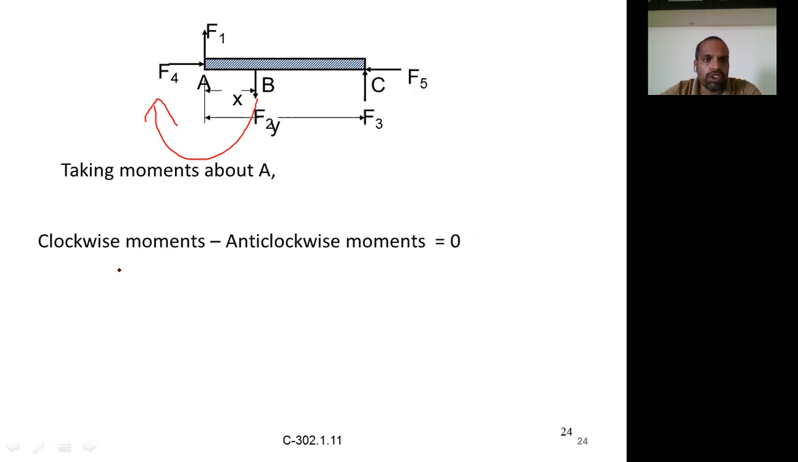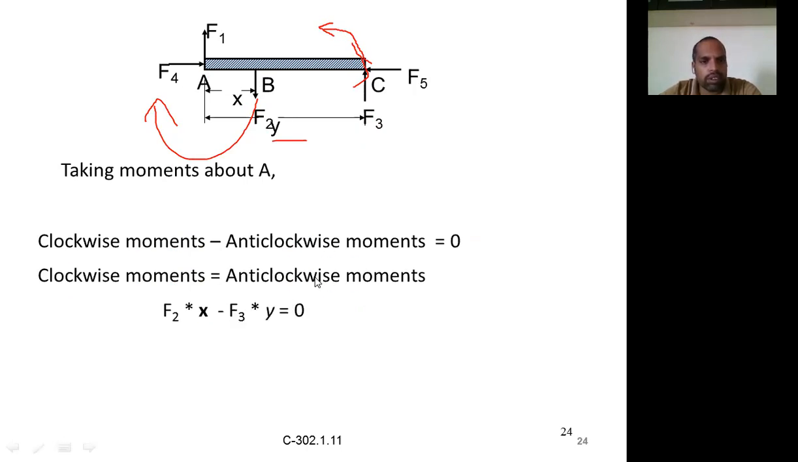So this is nothing but F2 into X, a clockwise moment, right? And what is the other force? F3. About this point, if you see the arrow direction upwards, it is creating an anti-clockwise moment. It's nothing but F3 into Y, where Y is the distance. So the clockwise moment is F2 into X and the anti-clockwise moment is F3 into Y. That's what it is: F2 into X minus F3 into Y. So F2x is equal to F3y.